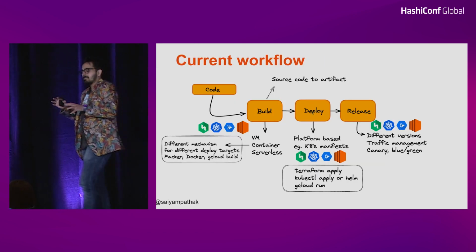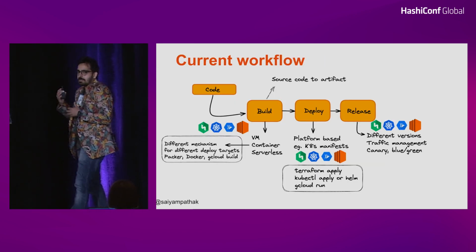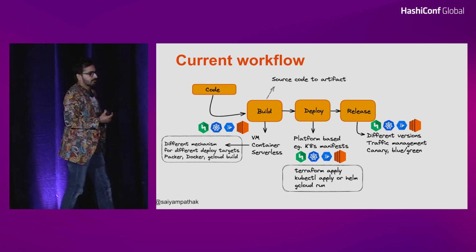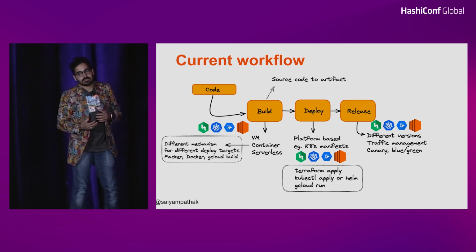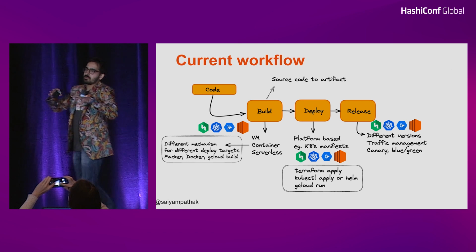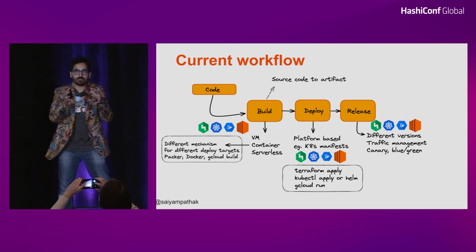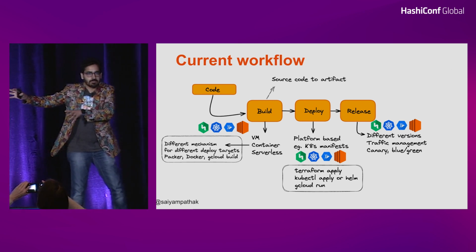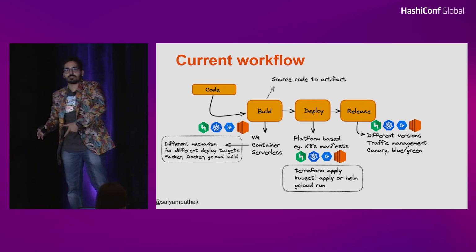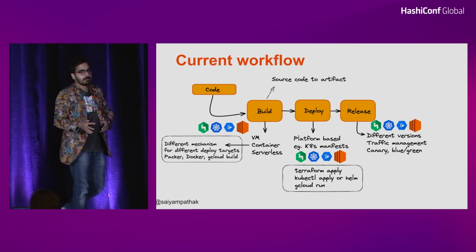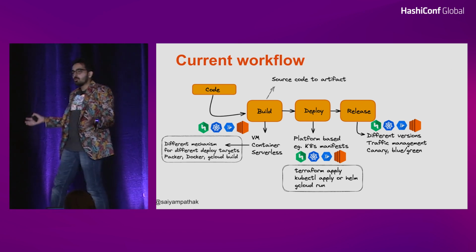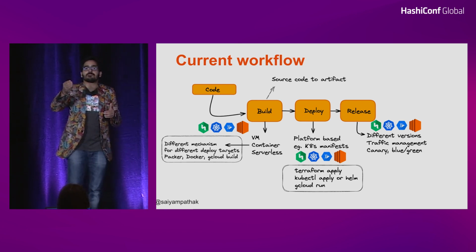So before we understand what Waypoint actually is, let's try to understand the current ecosystem, the current workflow which is there. So currently, as a developer, you write code because you need to have that code deployed somewhere, and there are various platforms for that. You have Nomad, you have Google Cloud Run, you have EC2 instances, you have Kubernetes. So there are various platforms, and for each platform, there are various toolings that can be used for different stages.